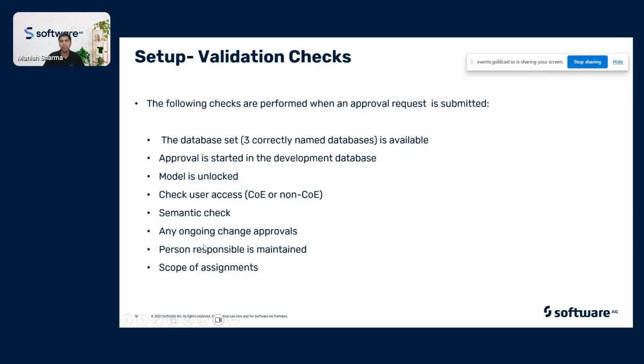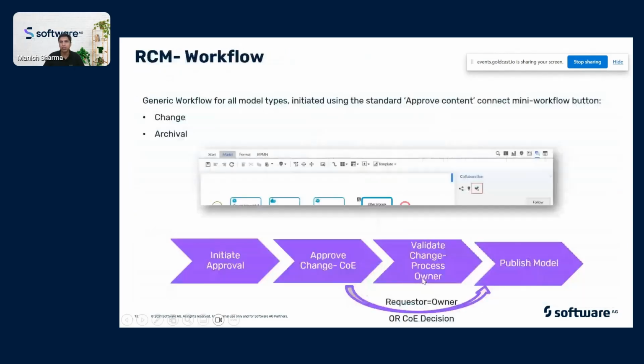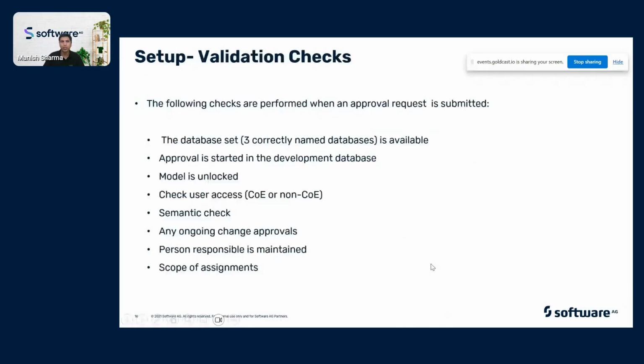It also checks if there are any ongoing change approvals already on that process. So if somebody else has already carried out a change and it is an ongoing change, those are some things that it checks, and it rejects the change as well. It ensures that the person responsible is maintained. The person responsible is the process owner, who validates the change from a business standpoint.